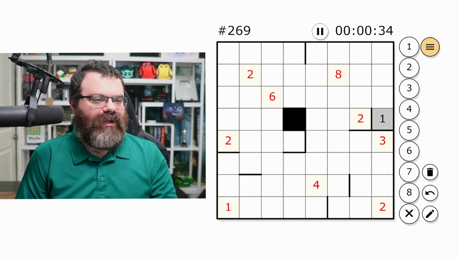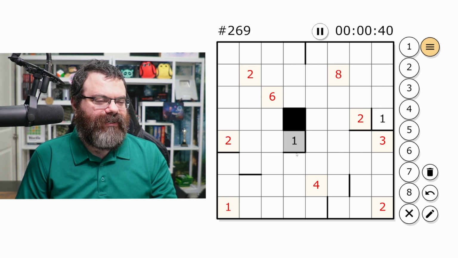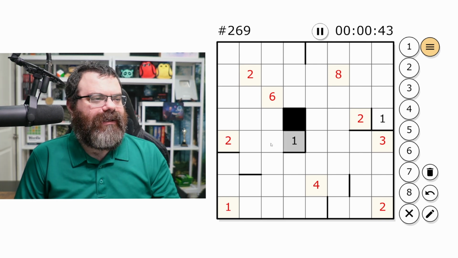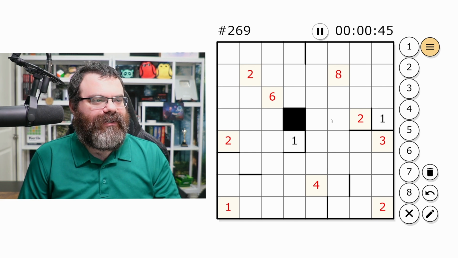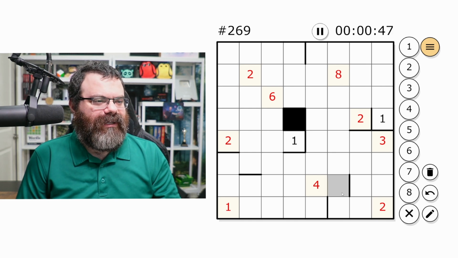So we get this free 1. There should be more free 1s, at least one more. This was horizontal, so vertically right here. This one's hard to see for some reason. The black cell really throws off my scanning. Always does when they include that.